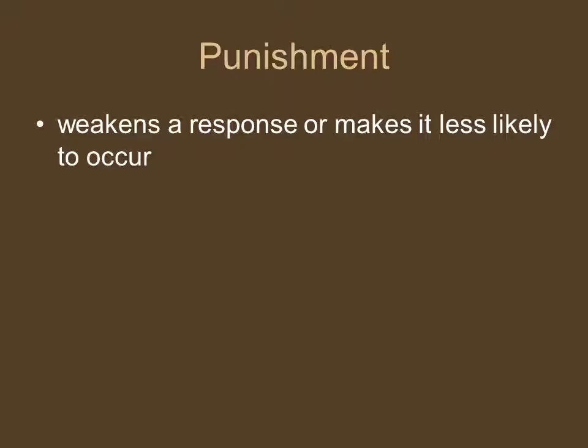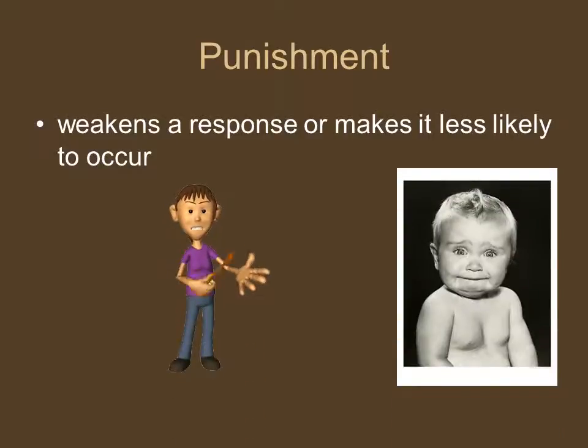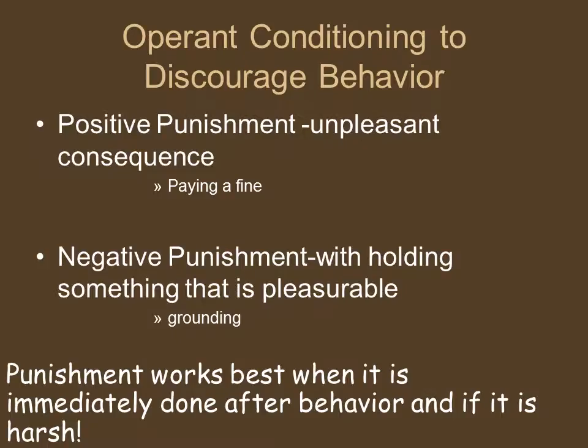Punishment. We've been talking a lot about reinforcements. Punishments decrease behavior, or make it less likely to occur. So you want to get rid of the behavior, maybe crying, maybe giving a spanking. There are two different types of punishments that you could have: a positive punishment or a negative punishment.